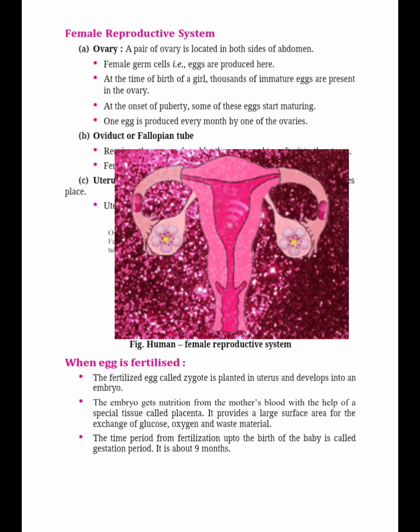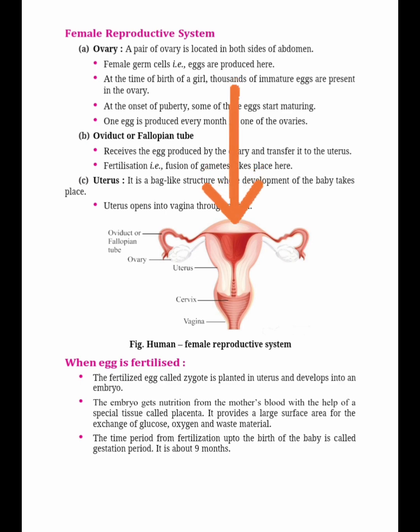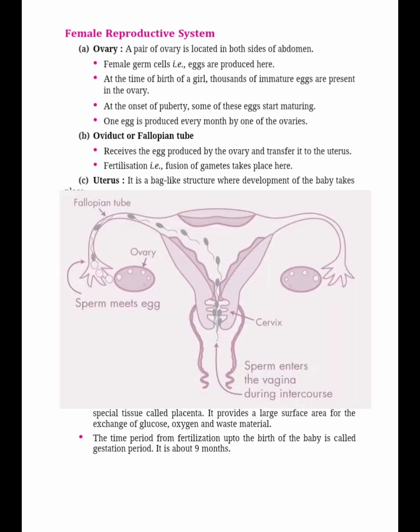Next is uterus. It is one of the holy places because here the organism will develop, and it is a bag-like structure where development of the baby takes place. Uterus opens into vagina through cervix. Vagina is the copulatory organ. Sperms are released here and the sperms will move towards cervix, uterus and towards the egg, which the ovary will release at that moment. Through the fallopian tube, sperms will move towards the egg for fertilization purpose.